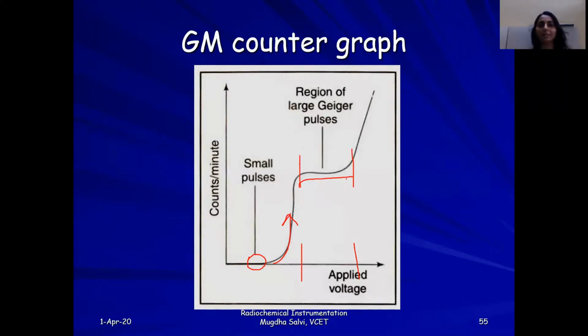This graph is important from the point of view of GM counter because it explains where exactly, in what region, a GM counter or a GM tube should be operated. So small pulses initially, then there is an avalanche. After the avalanche, the plateau region appears. This is also called the plateau region. And this is the region where we get constant pulses, which is the region in which the GM tube should be operated.